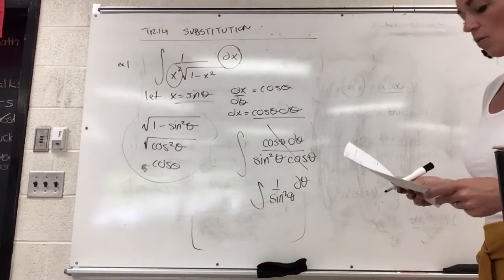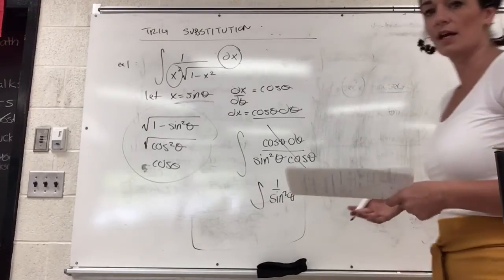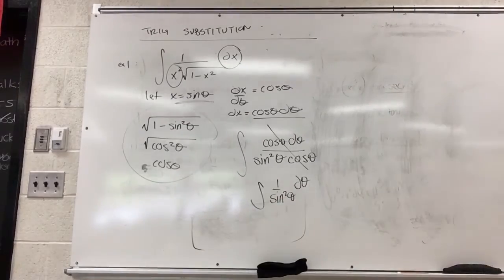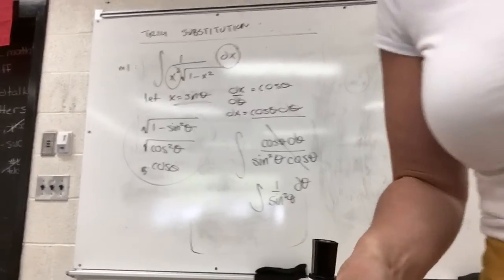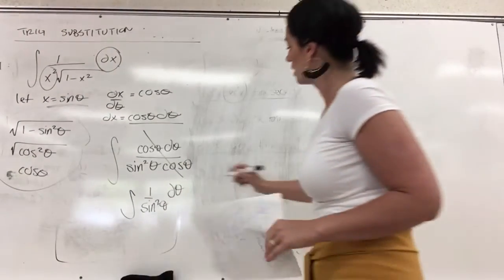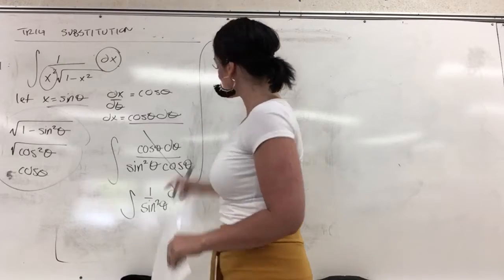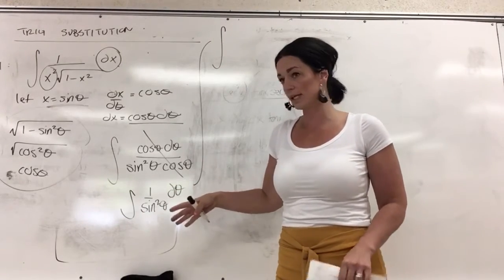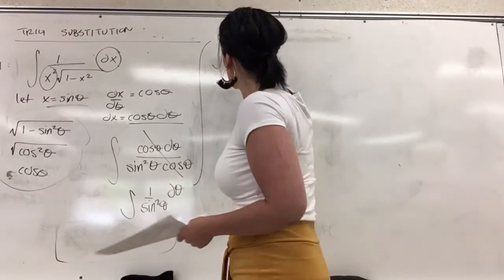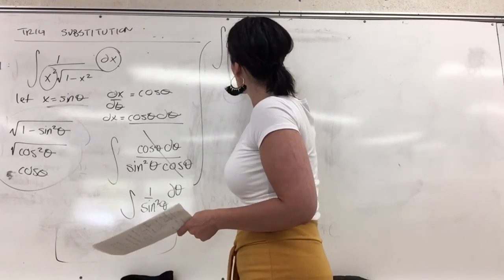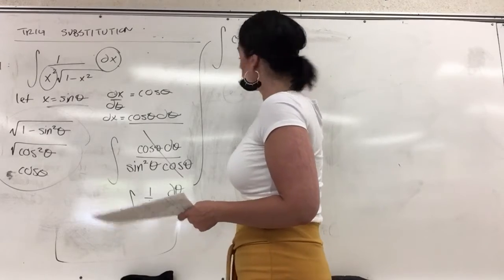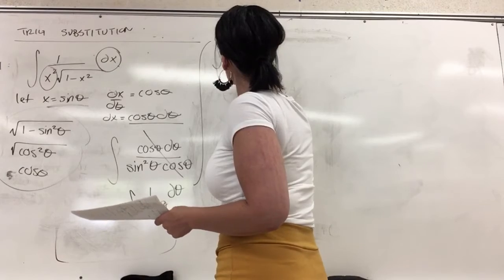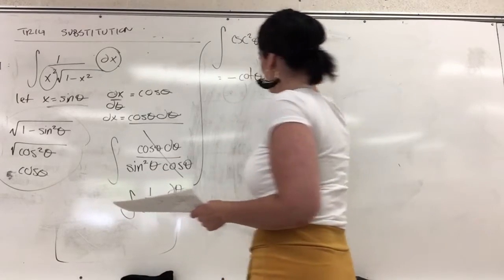So now I need to figure out the integral of 1 over sine squared theta. So it's not just a straight up integral. I need to think about maybe an identity or something like that. And this is going to be different every single time, what you do at this next step. There's no 'when this, you always do this.' You're going to have to think every single time. So 1 over sine squared is the same thing as cosecant squared theta d theta, which is a straight up integral, okay? So that's minus cotan theta plus c.